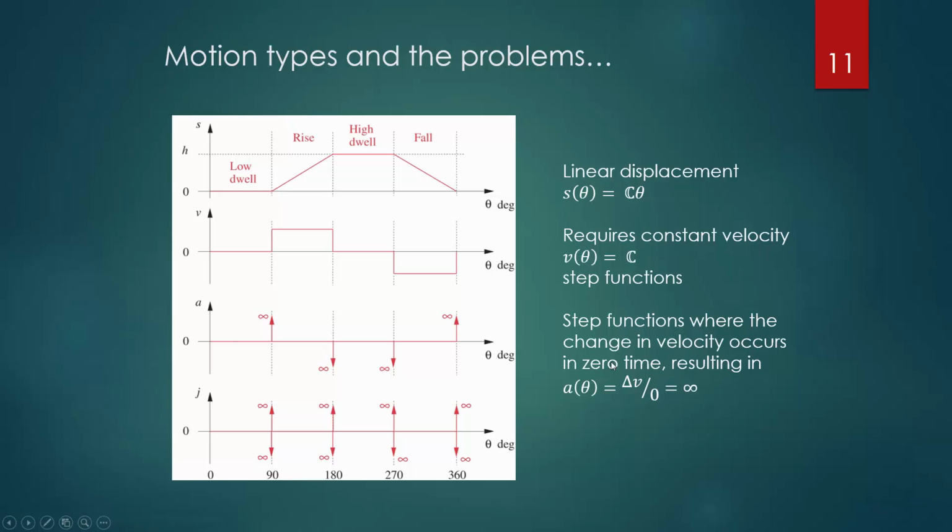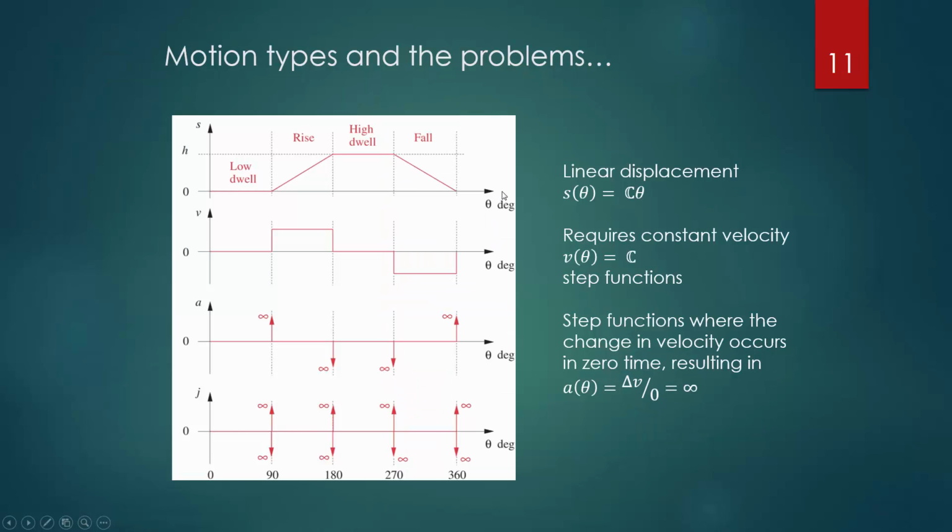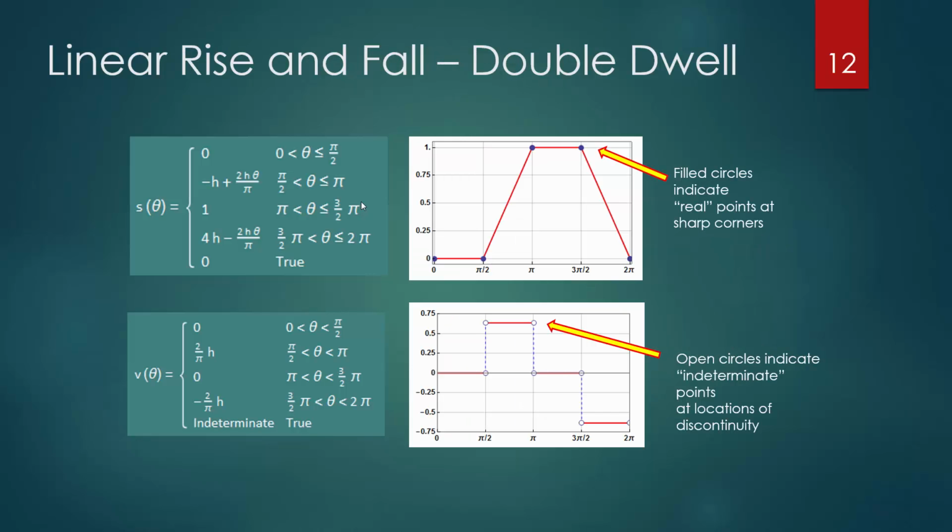So again, the step functions are places where the velocity changes, and the velocity change occurs in 0 time. So here it is mathematically, delta V over 0. So division by 0 gives you infinity. So what I've done here, coming back to here, is the position function. Now what I'm basically doing is taking this picture from the textbook and breaking it out into actual functions.